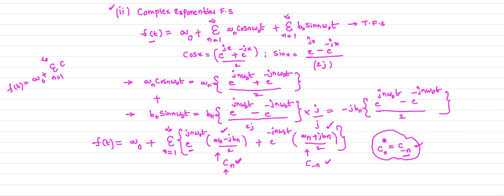I write the first factor, it is cn times e power jn omega naught t. So that is your first factor, plus sigma n equal to 1 to infinity, it is c minus n into e power minus jn omega naught t. So this is the expression. So we need to modify this expression to get the final expression. To get the final representation, we have to modify this expression.